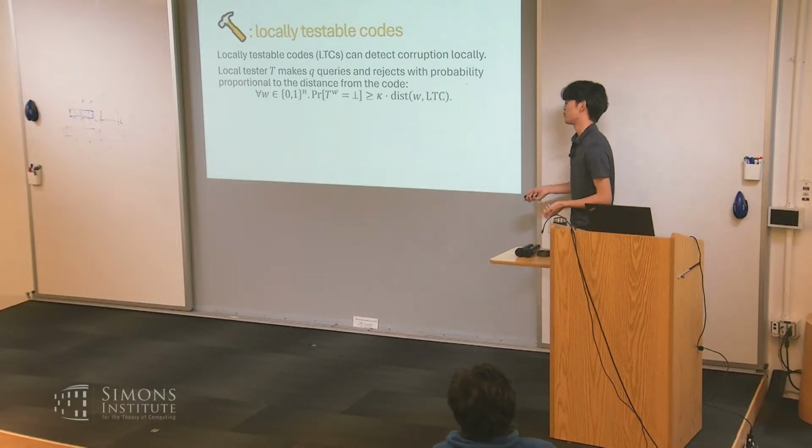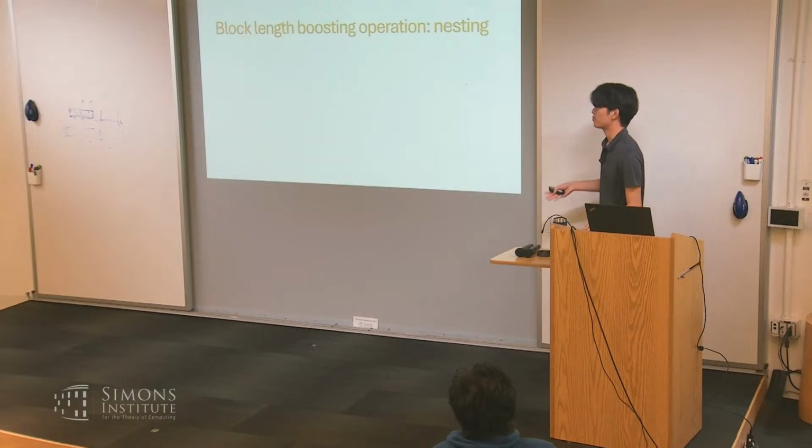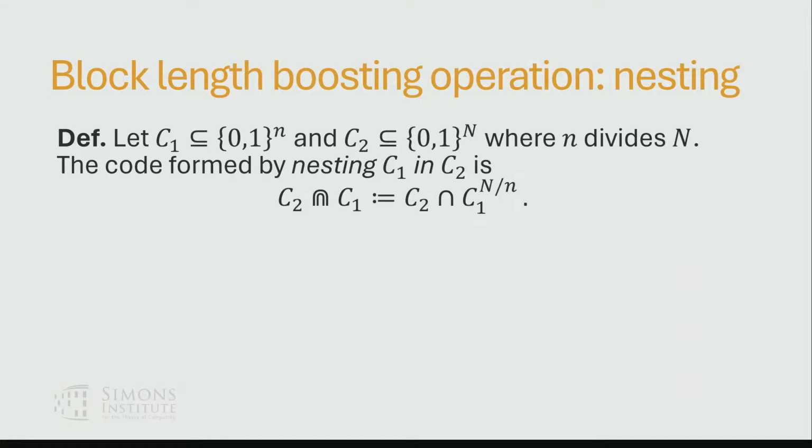Okay, so we have this really strong object, and maybe we can use these to make RLCCs. The way that we're going to use them, we have our operation for boosting the block length of an RLCC, and we call it nesting. So the formal definition is, if you have a code of smaller block length, little n, a smaller code C1, and a code of larger block length, big N, C2, you should think of big N as mildly larger than little n. So think of n as like half of big N, or something very mildly larger. We're also going to assume that little n divides big N.